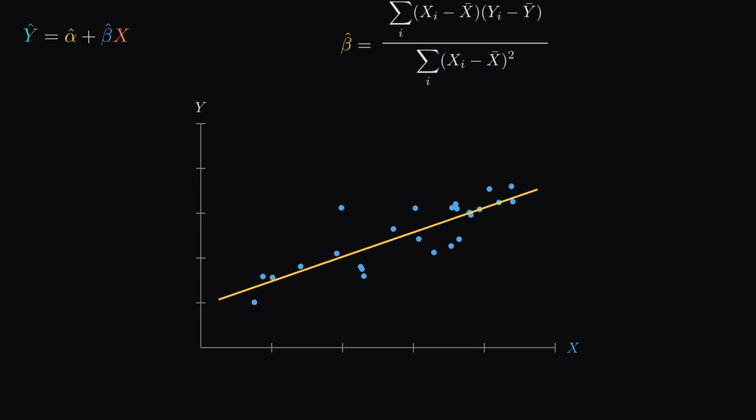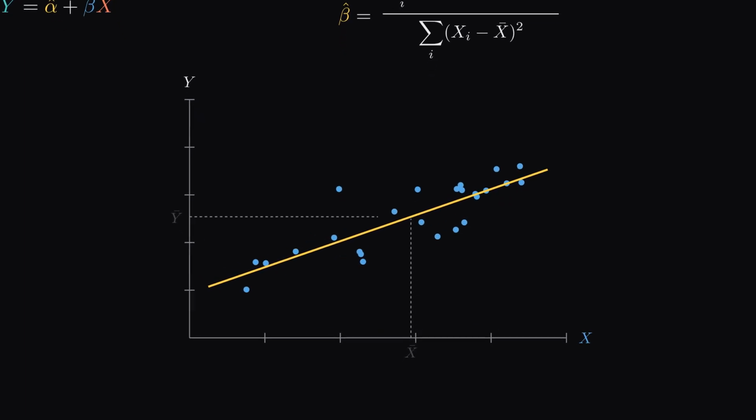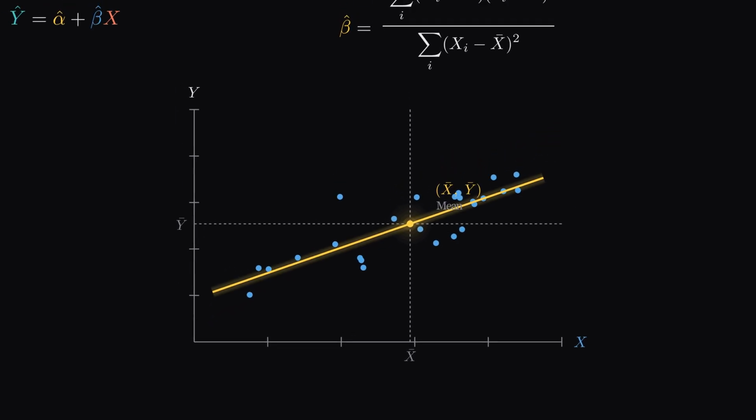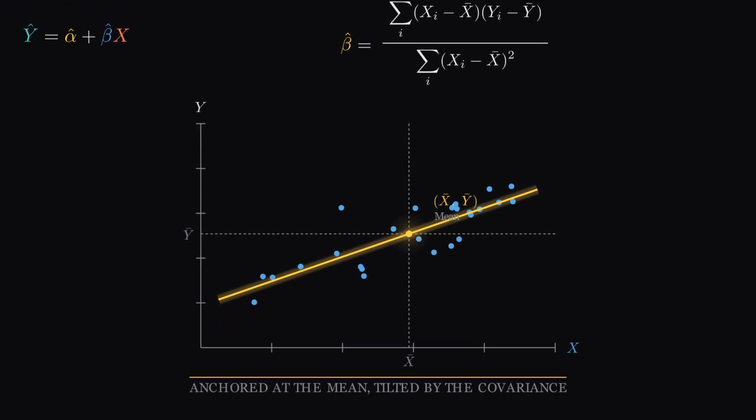And one more quick fact. With an intercept in the model, the baseline always passes through a single point, the average of x and the average of y, dead center of the cloud. So the line is anchored at the heart of the data, tilted by the covariance. We found it by minimizing squared vertical distances.